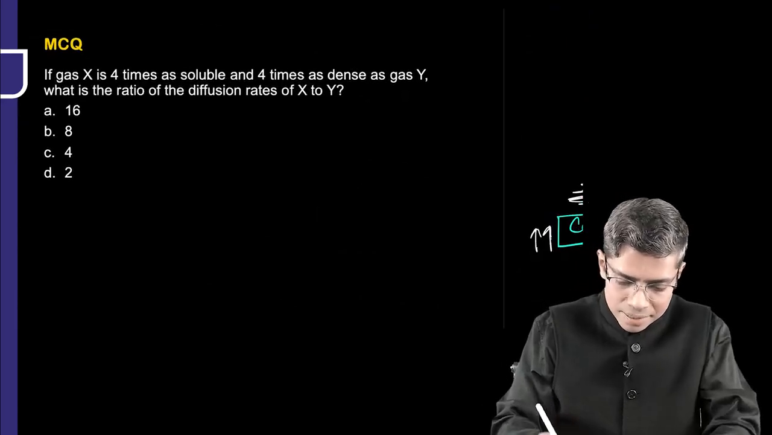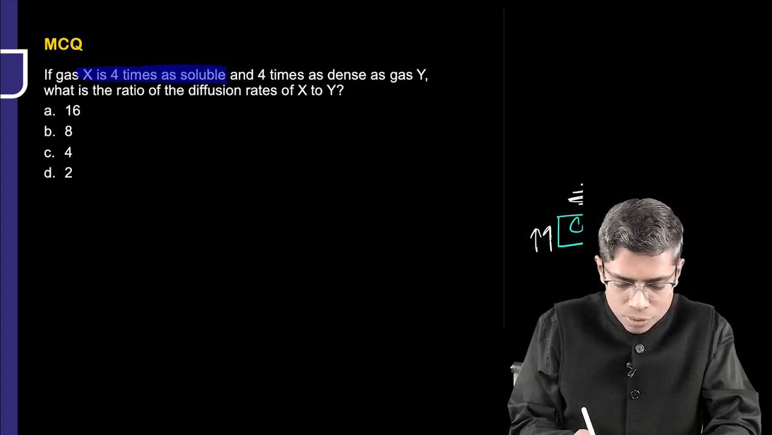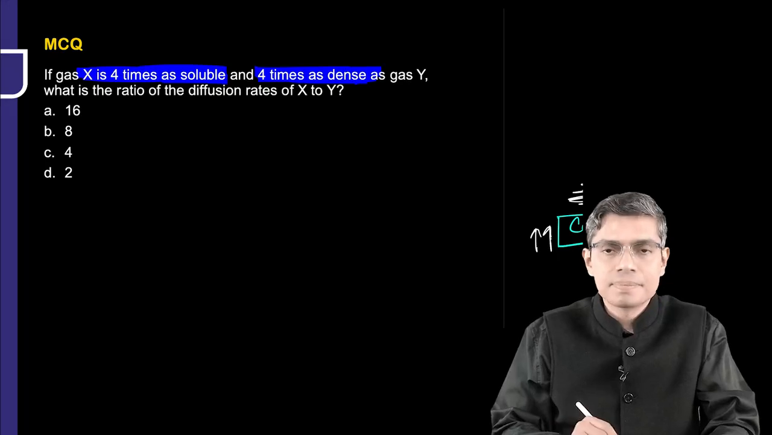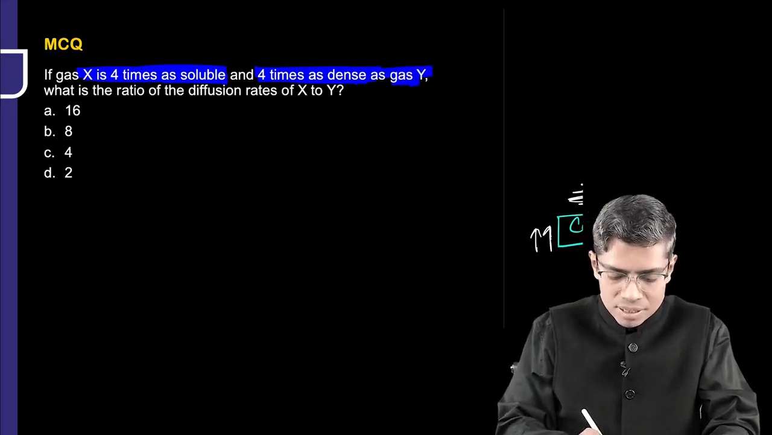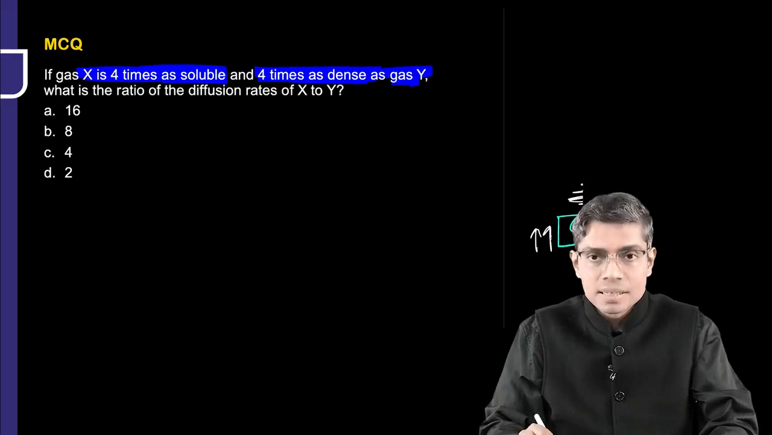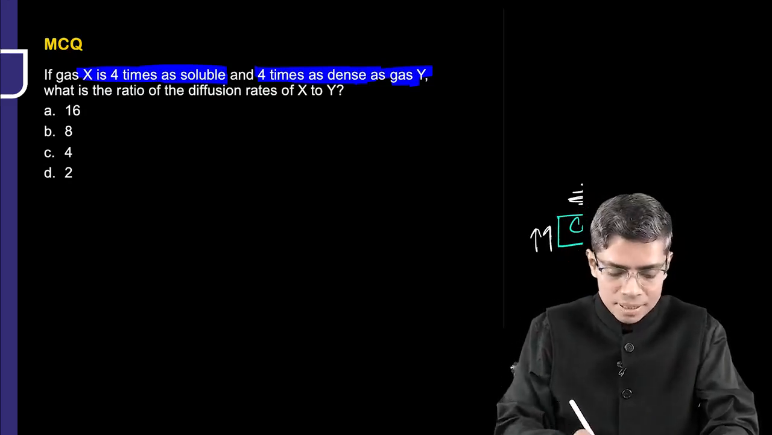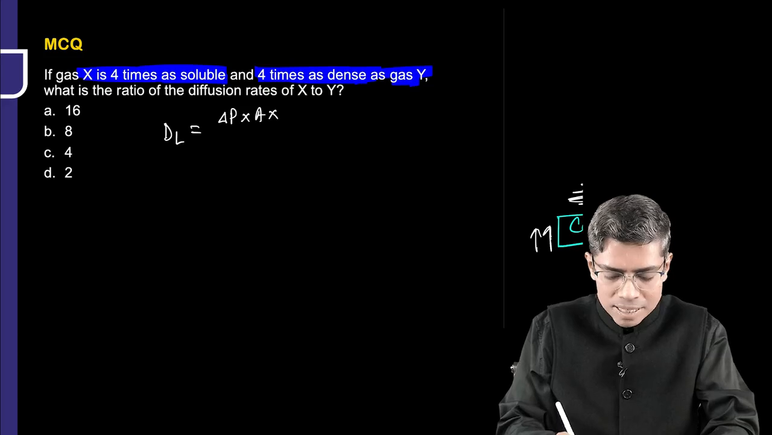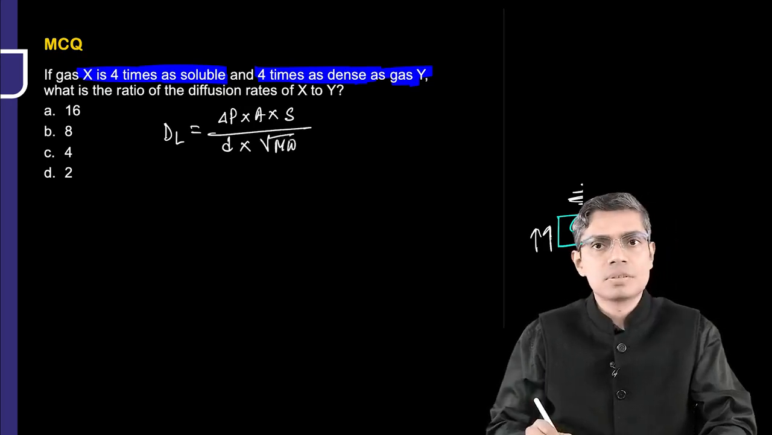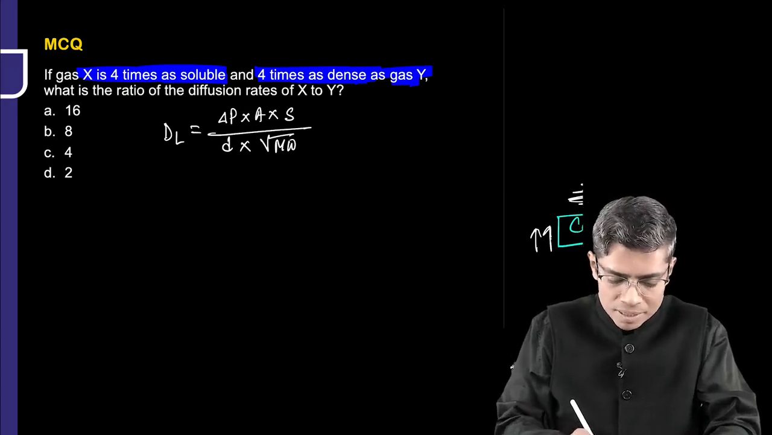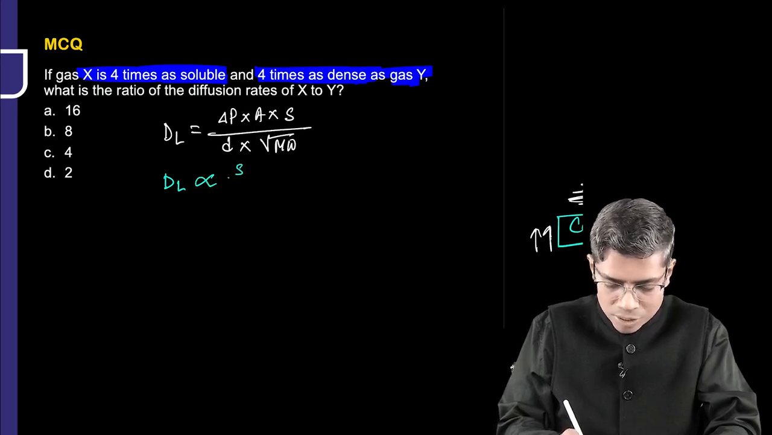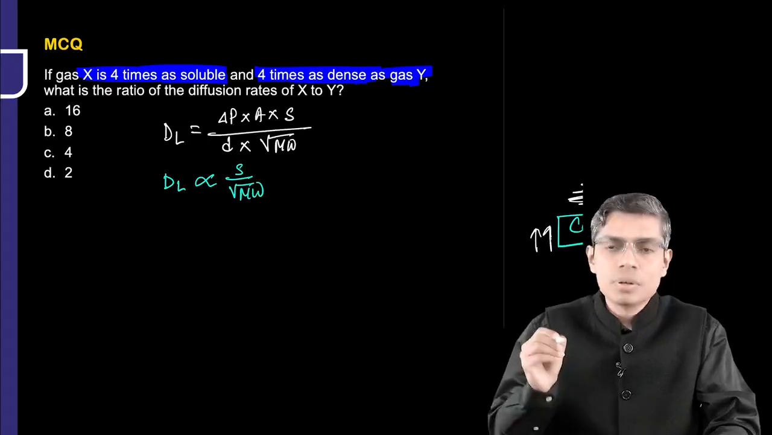So if gas X is 4 times as soluble and 4 times as dense as gas Y, then what is the ratio of diffusion rate between X and Y? Just now we have seen that the diffusion capacity of the lung depends on delta P, A multiplied by this K, where K is S upon root over molecular weight, and obviously your diffusion distance is also there. That means if all other parameters are constant, then diffusion capacity is directly proportionate to S and inversely proportionate to molecular weight.